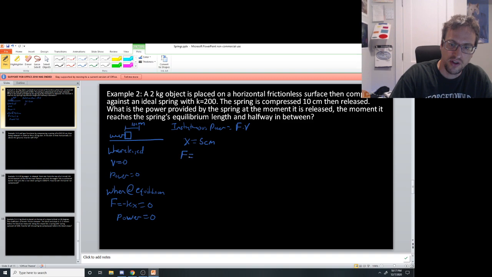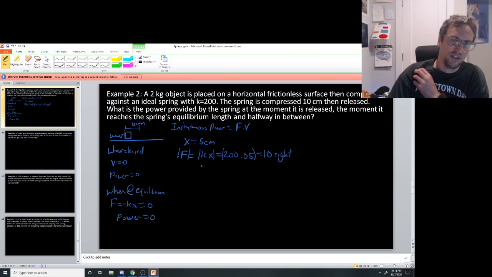So the force is going to be equal to negative kx. Actually, here's the thing about the negative sign here. Let's find the magnitude. The magnitude will probably be easier to deal with. So magnitude of kx, and in this drawing, it's going to be to the right. So k, which is 200, times 0.05, right? This comes out to be 10. So the force is 10 to the right. Okay, it's a little easier. So what about the velocity? Well, we have to do energy conservation for that.